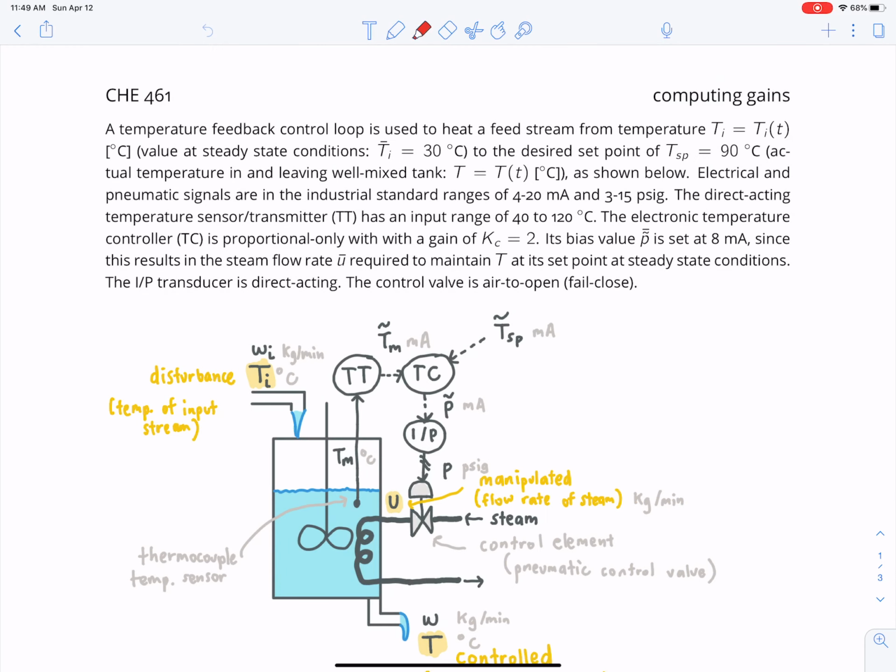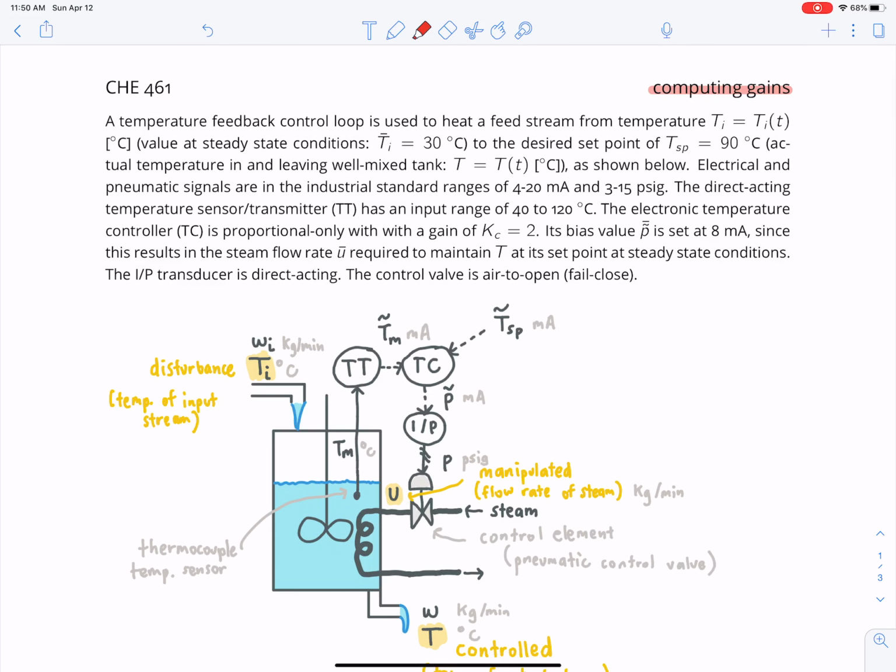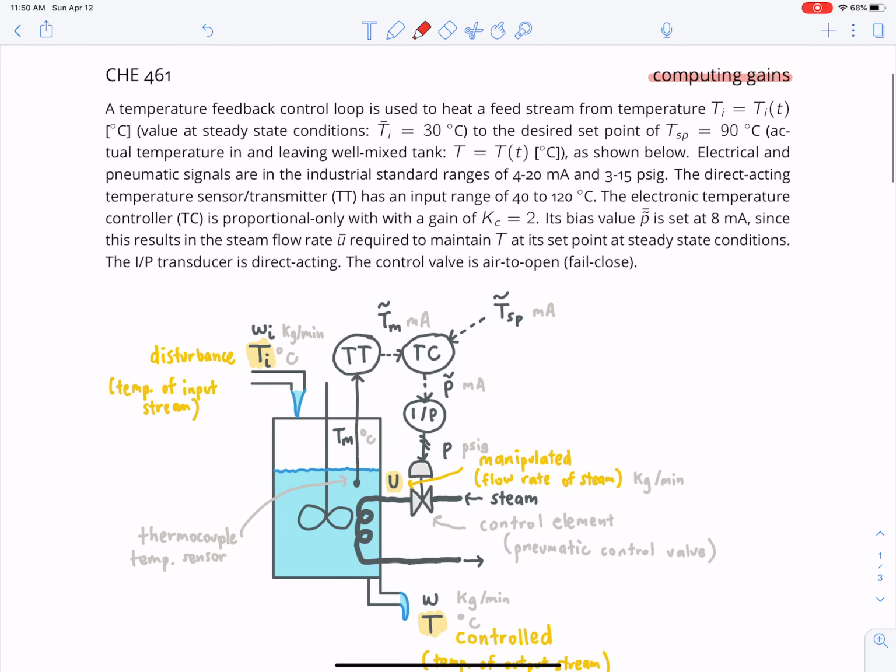Hi class, so today's lecture will be about computing gains. This is a very practical exercise, and during my co-op at Bridgestone Research, I was programming controllers and I had to think about these things. So this is very practical. So thinking about the industry standard inputs or outputs from 4 to 20 milliamps, 3 to 15 psig, air to open versus air to close control valves, very practical.